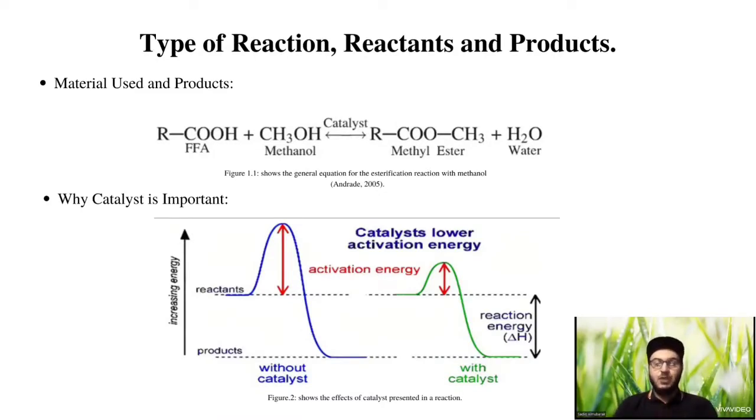Hello everyone and welcome in this part, type of reaction involved, the reactant used and its products. So basically, biodiesel is widely used in the industrial sector and can be obtained in a variety of ways or reactions, including thermal cracking, direct vegetable oil blending, transesterification and esterification reactions. Moreover, in this project we have selected the esterification reaction.